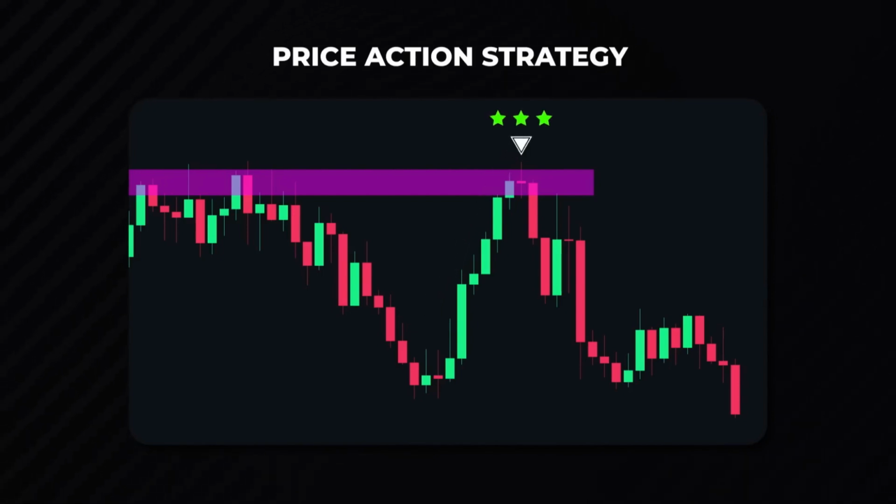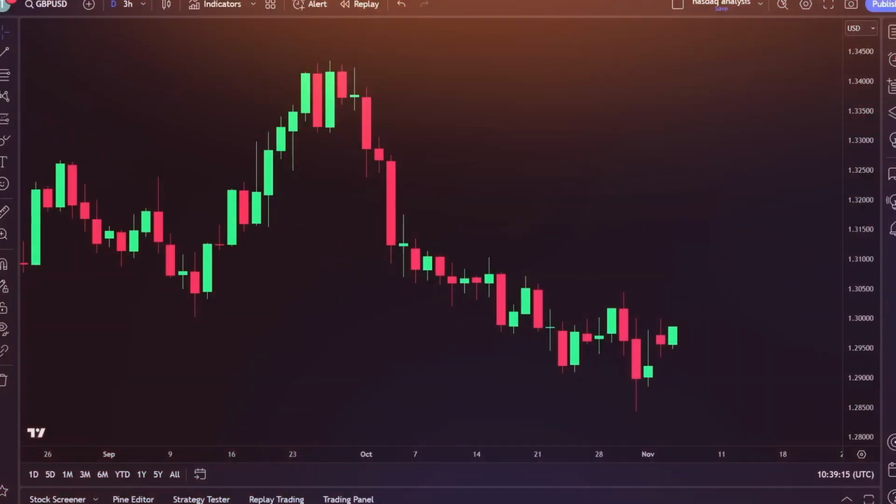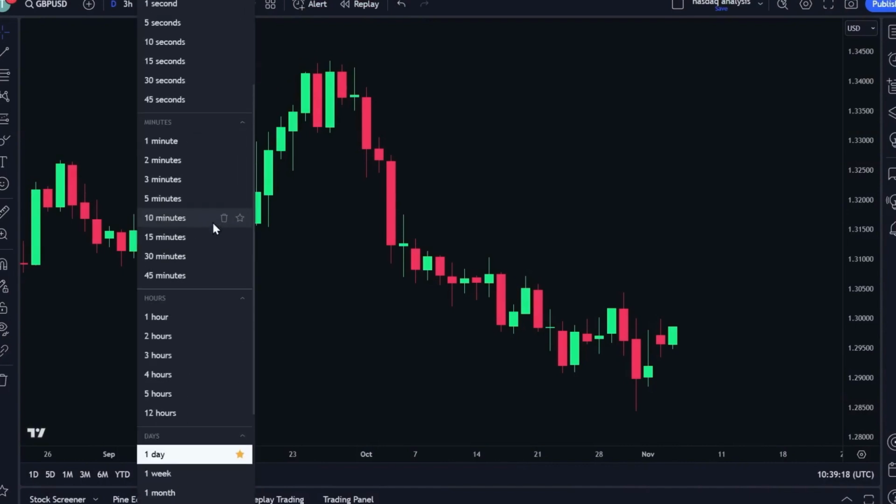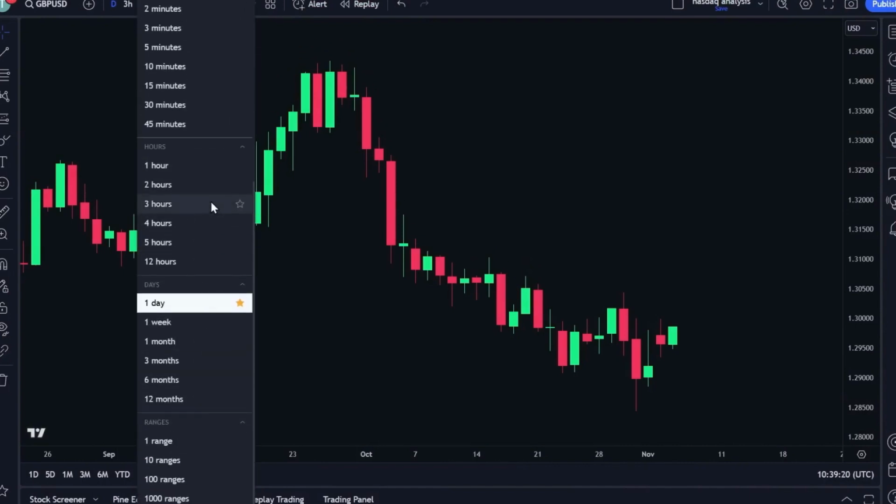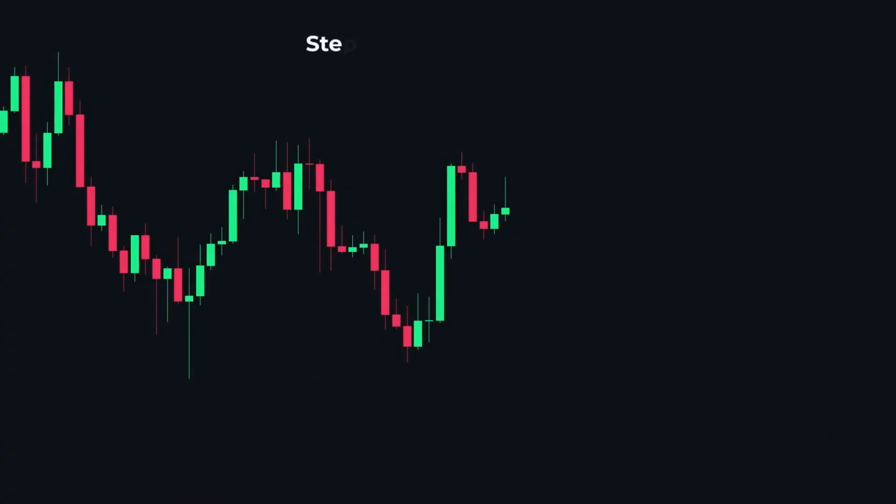This is the same strategy I use to achieve strong returns. To start, you'll want to prioritize higher time frames. Any time frame at or above the 1-hour chart is better. This is because candlestick patterns are generally much less effective on lower time frames. So, the first step of the strategy is to identify a key level on a chart.